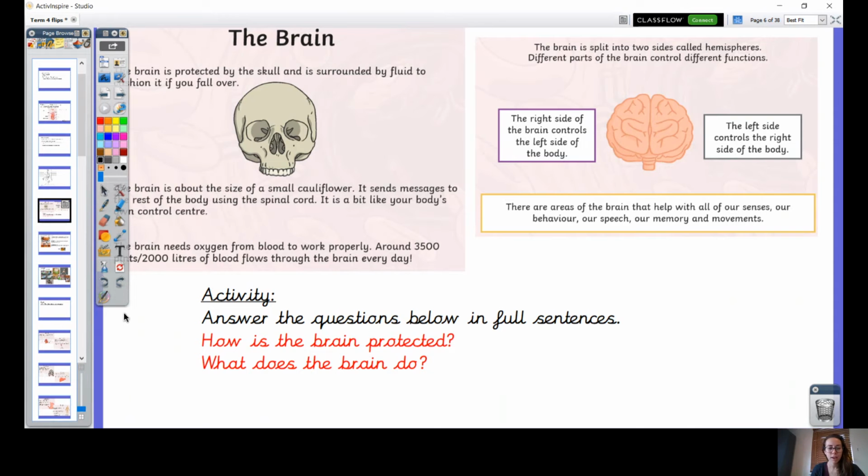So another little task, this is your second task of today. I'd like you to use the information that is on the screen as evidence to answer these questions. So it says answer the questions below in full sentences. The first question is, how is the brain protected? So write that as a full sentence for me. And what does the brain do? Okay, so pause the video, answer both of those questions in full sentences using the text which is on the screen to help you.